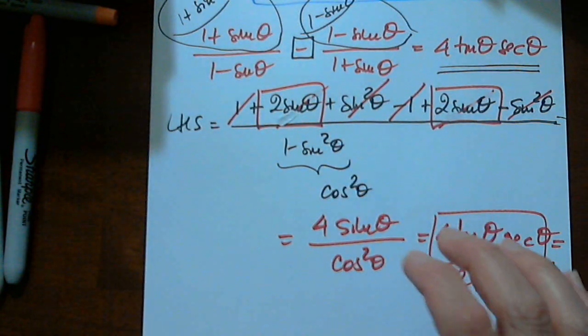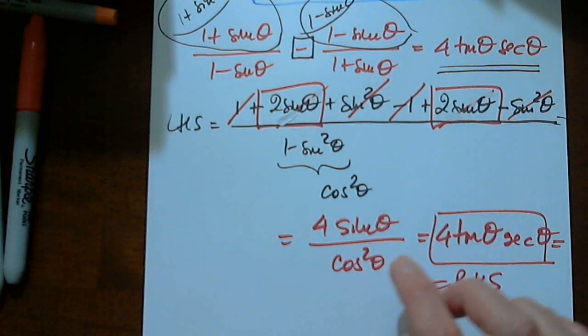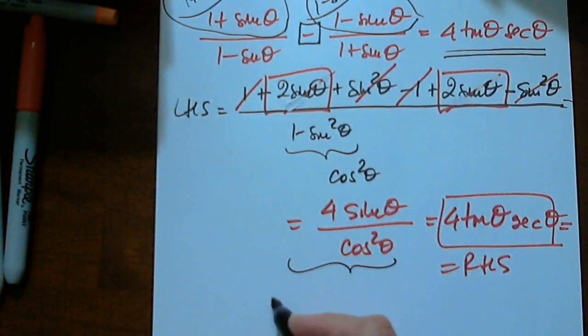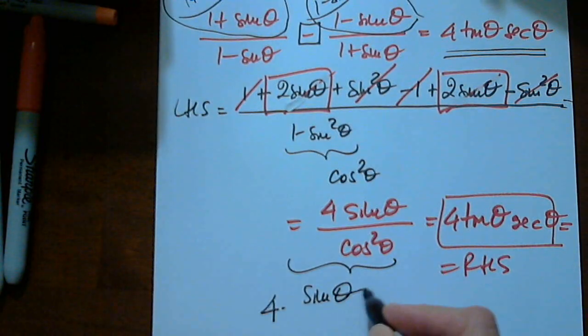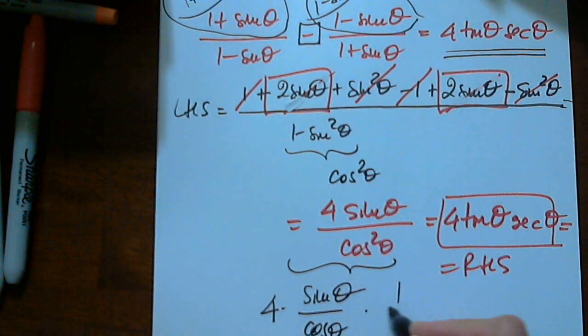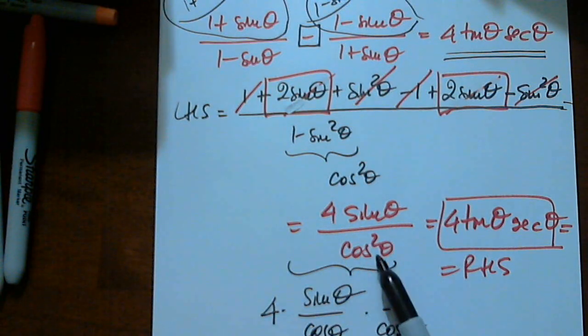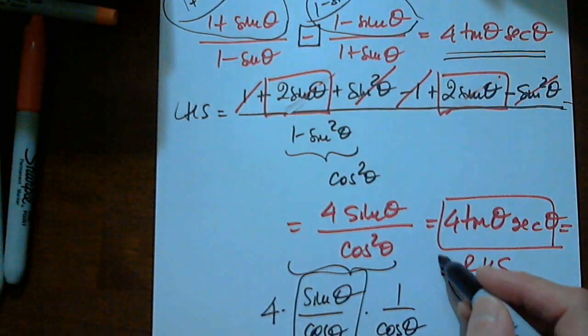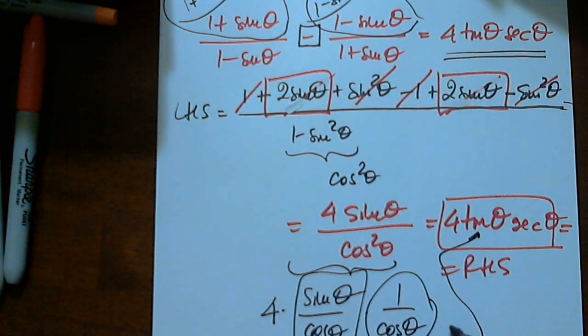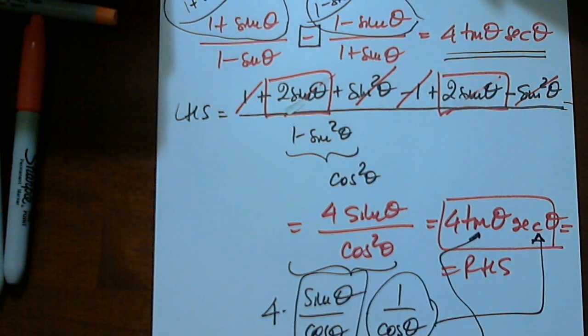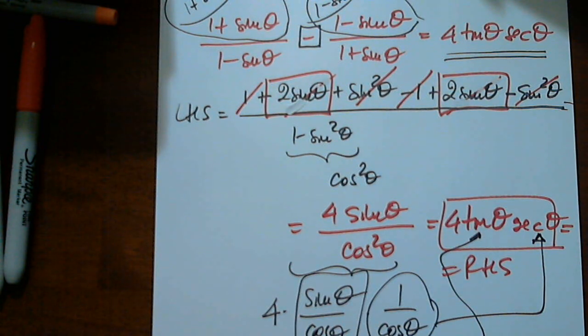When we separate, 4 sine over cosine times 1 over cosine, so this is rewritten as 4 sine theta over cosine theta times 1 over cosine theta. 4 sine theta, cosine squared. This is changed into tangent, and this is changed into secant. And 4 stays up front.